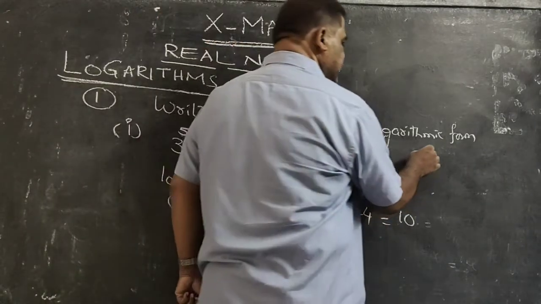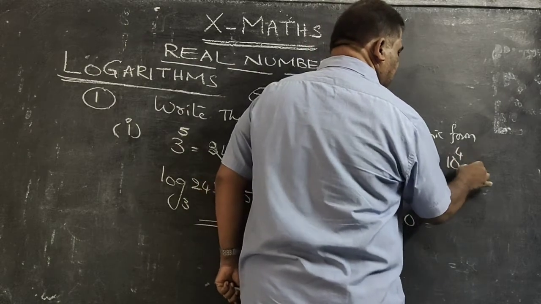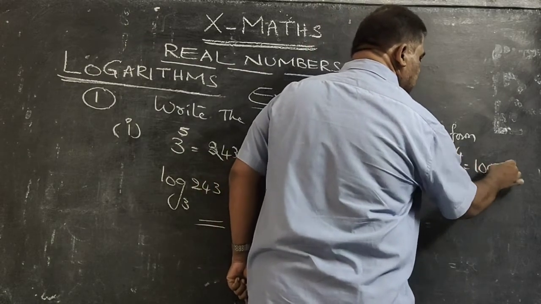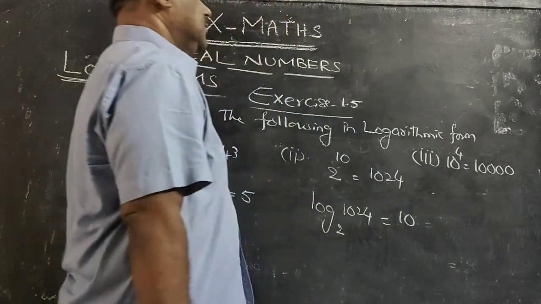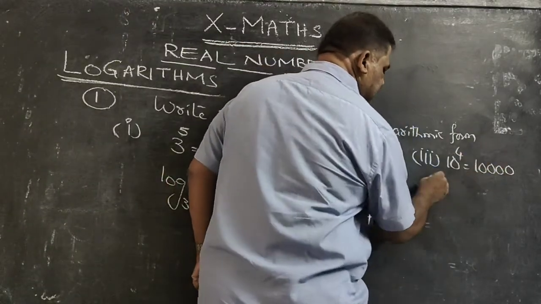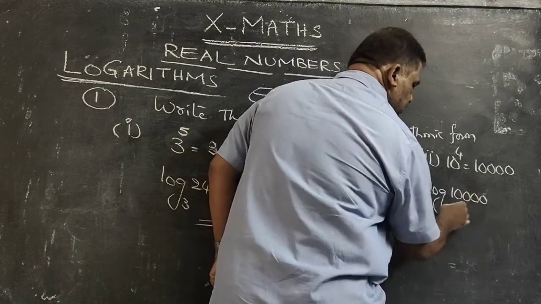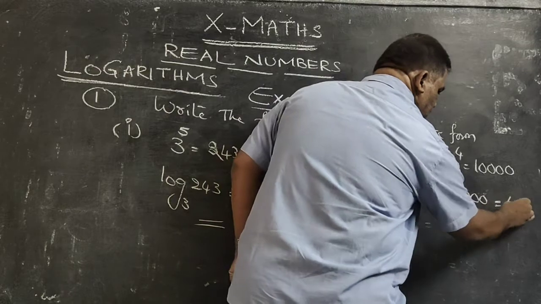Next, the third one. 10 to the power 4 is equal to 10,000. Now apply logarithm. 10,000 comes here, 4 goes there. Logarithm of 10,000 to the base 10 is equal to 4.